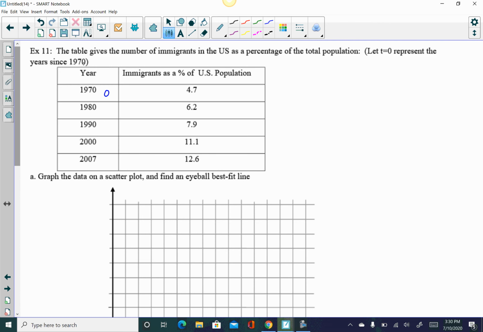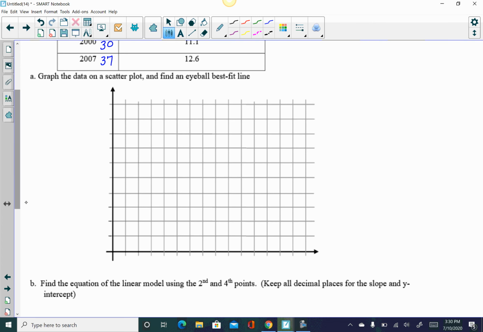1980, number of years since 1970, that's going to be 10 years later. 1990 would be 20 years later. 2000 would be 30 years later. And then be careful here, 2007 would be 37 years later. Okay. So along the x-axis here, you're measuring the number of years since 1970. And then on the y-axis, we are measuring percent of population as immigrants.